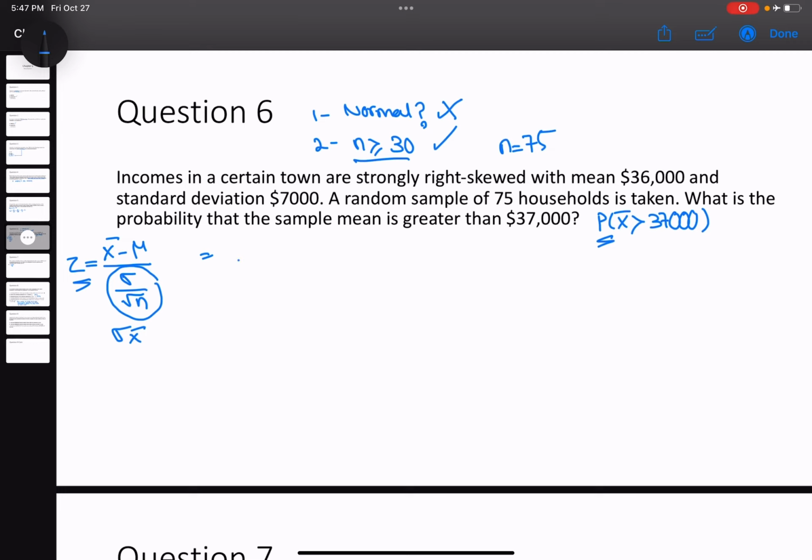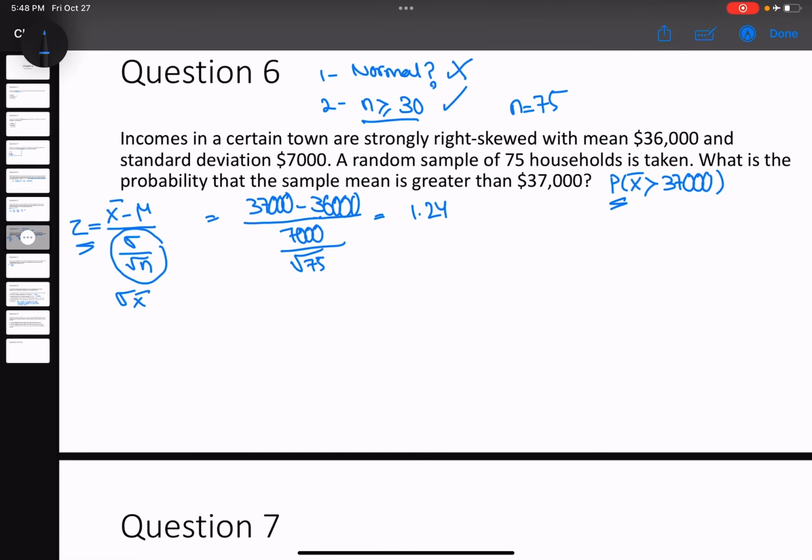To calculate the z, we simply put x bar 37,000 minus mu 36,000, divided by the population standard deviation 7,000 divided by the square root of the sample size, 75. That gives 1.24. I just put the final result to save some time.